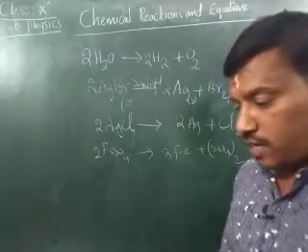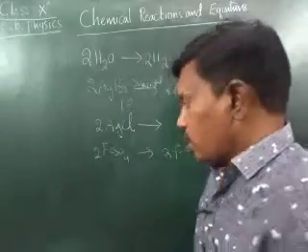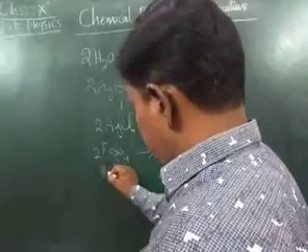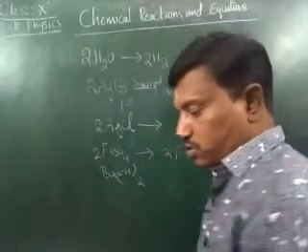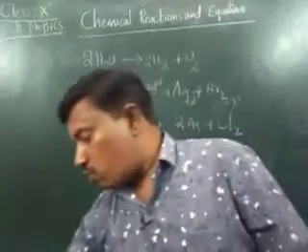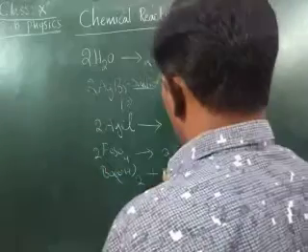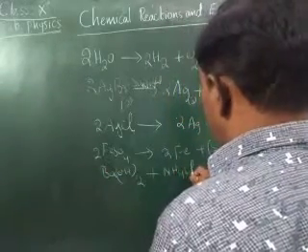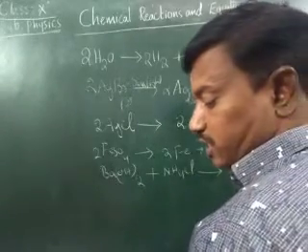Okay, and here another example. Take about 2 grams of barium hydroxide, Ba(OH)2, in a test tube. In the test tube, add about 1 gram of ammonium chloride and mix well with the glass rod. Touch the test tube with your palm.